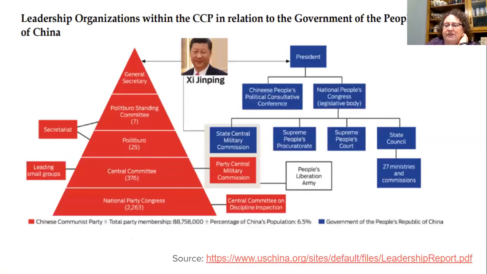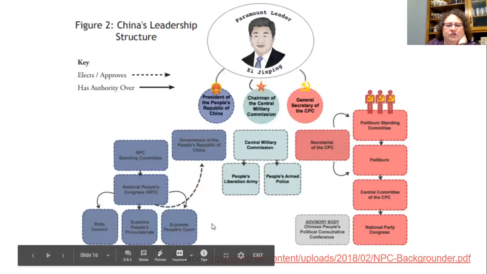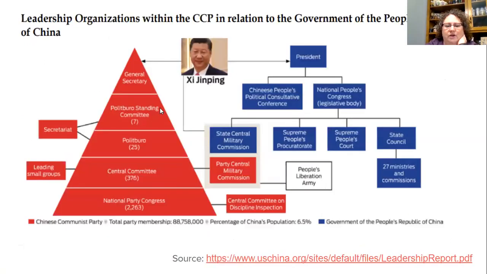So I have some images here, some graphic organizers to help you. I want to really draw your attention to the red triangle here, because this is really the focus of what China looks like, its structure. So at the bottom, we have the National People's Congress, and this is the Congress that meets.